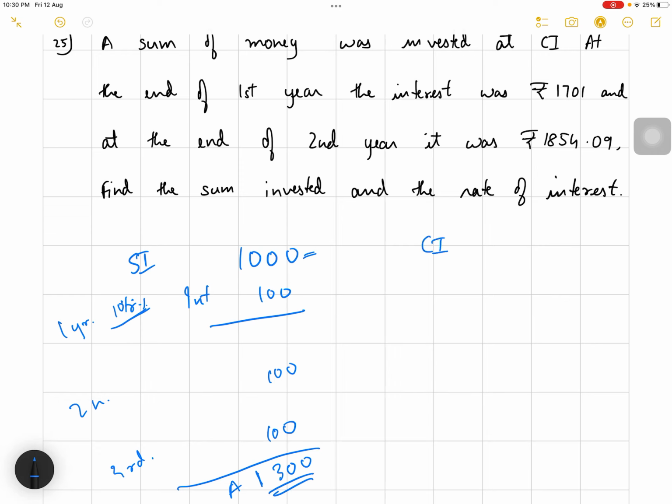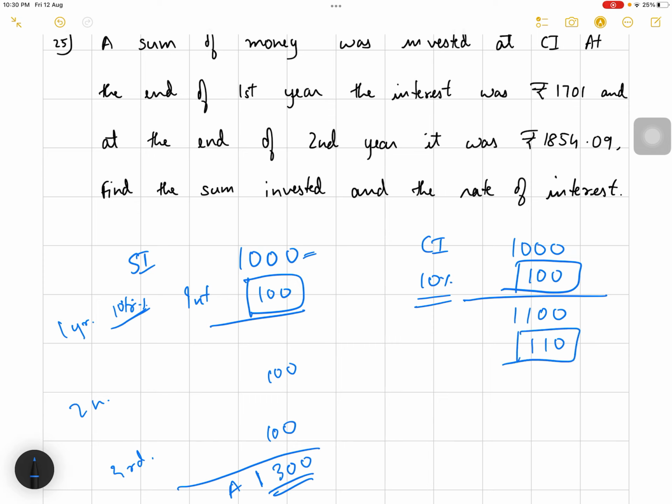But in compound interest, what happens? First year, suppose the amount is 1000, 10% is the interest rate, and the first year interest will be 100. So simple interest and compound interest for the first year are the same. Now this has become 1100, and interest on 1100 is calculated for the second year. This 110 is the interest for the second year in case of compound interest, correct? So 1100 means the principal amount plus the interest of the first year.